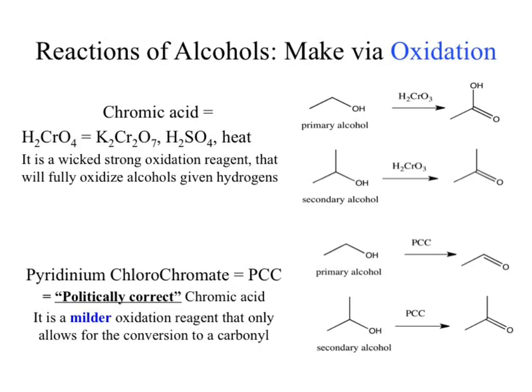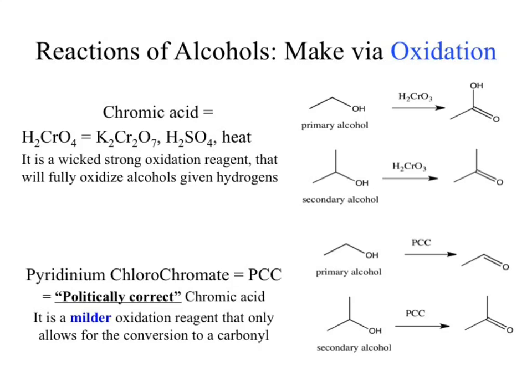Chromic acid will oxidize the crap out of anything it touches. If there is a hydrogen, it will remove that hydrogen and replace it with an oxygen, as long as we have that polarity already established with our alcohol. PCC, on the other hand, will only oxidize to the carbonyl. It cannot go further than that. It will stop after that single oxidation step.